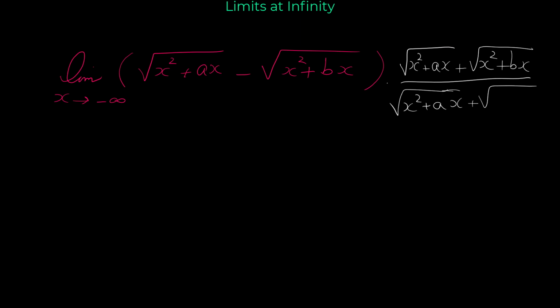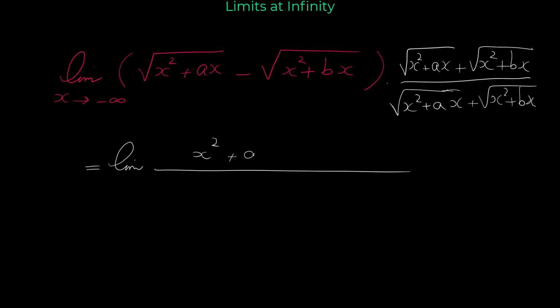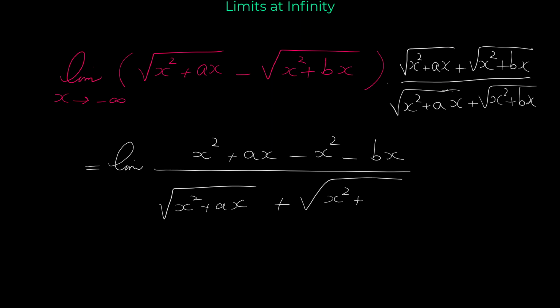So we have this and radical x² + bx. Then by doing this, in the numerator we have only x² + ax minus bracket x² + bx. By applying that negative to the x² + bx, it would be negative x² minus bx. Don't forget, the negative is for both of the terms, so it's negative x² minus bx, all over radical x² + ax plus radical x² + bx.